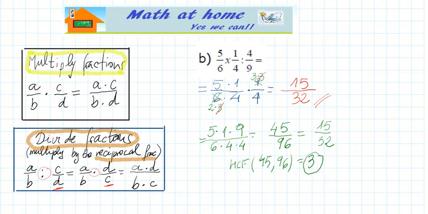Summarizing, the way to multiply fractions is by multiplying numerators and denominators. The way to divide fractions is by multiplying the first fraction by the reciprocal fraction of the second one. But sometimes it's better to simplify common factors in numerator and denominator so that you don't have to do it afterwards when you want to simplify.